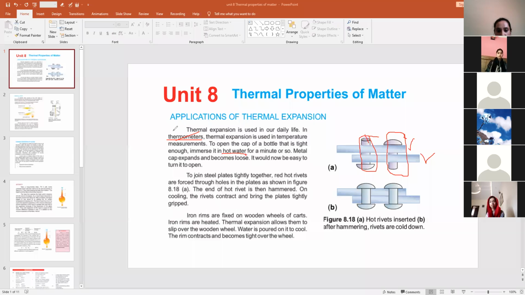The first one is the thermometer. The other one is, if the bottle cap is fixed tightly, you just immerse it in hot water, and you can easily take out the cap of the bottle. The third application is that you can easily join steel plates with the help of the thermal expansion property, and the fourth one is used in iron rims, right?